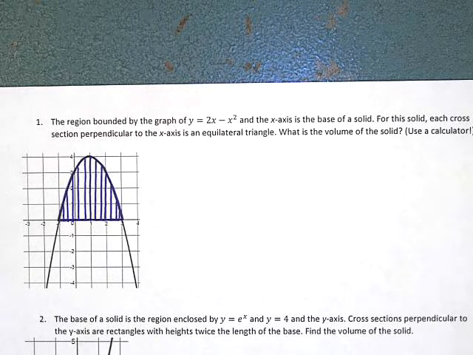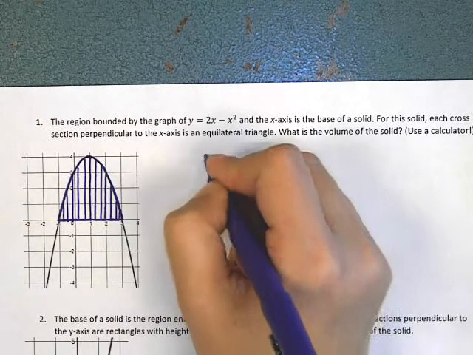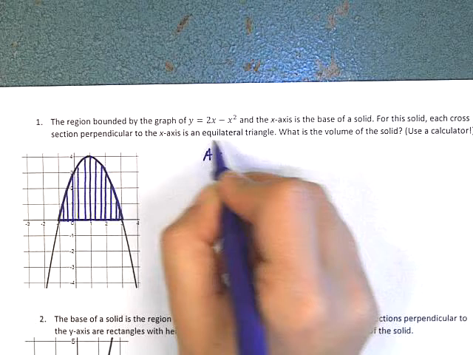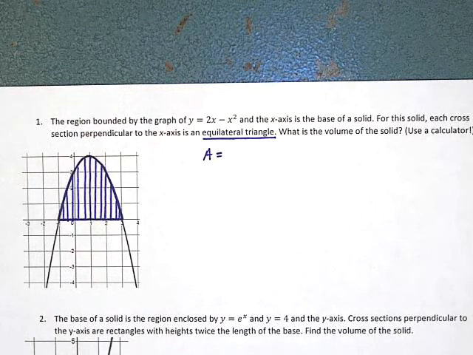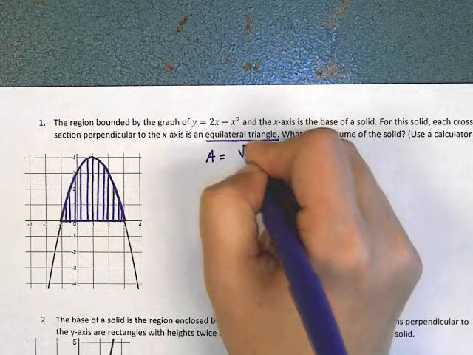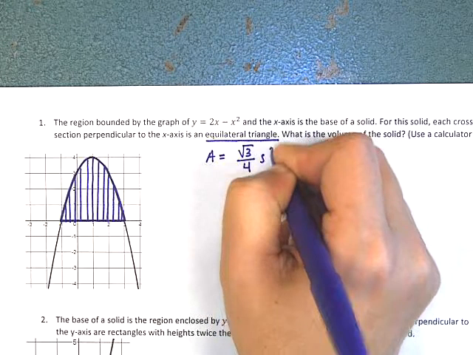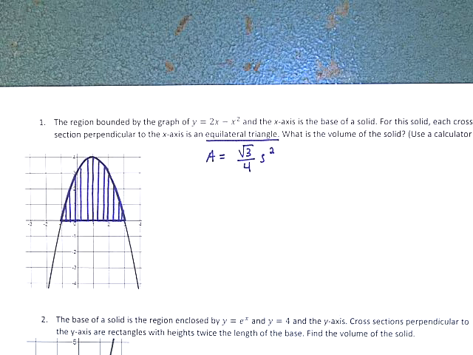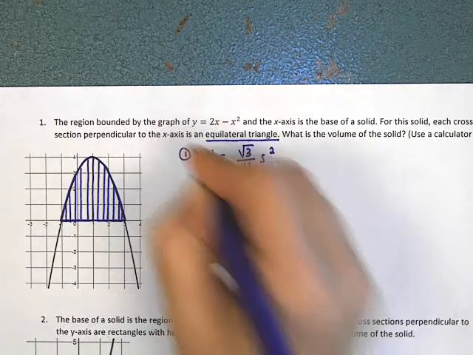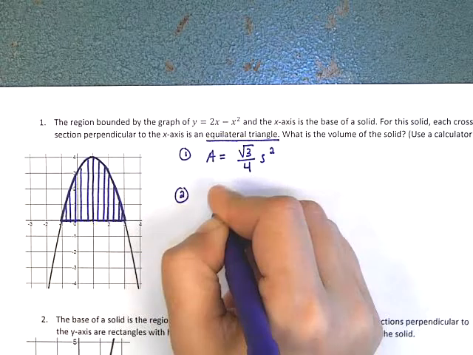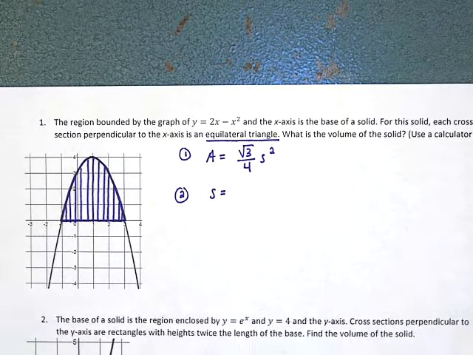So if I try to think about how to set this up, we're going to organize our work like this. We're going to start by saying what area formula we intend to use. Because each of the cross sections here are equilateral triangles, our area formula that we intend to use would be square root of 3 over 4 s squared. Now, the next thing we need to do is figure out what s is in this context. So what is s in this problem?